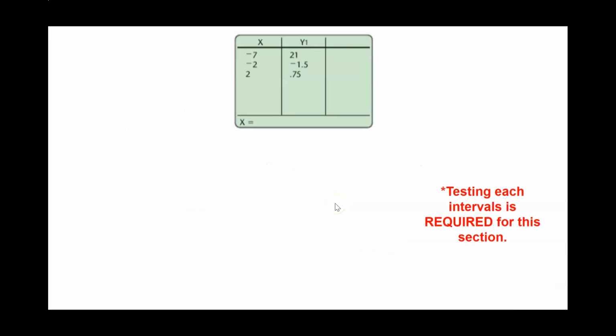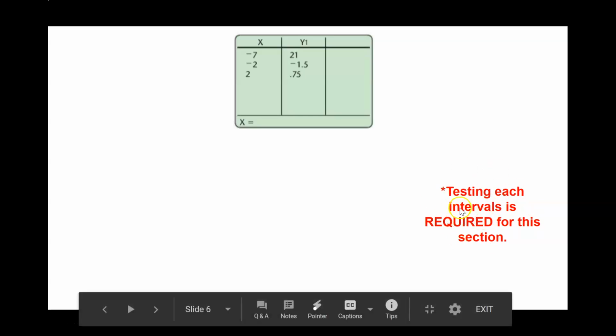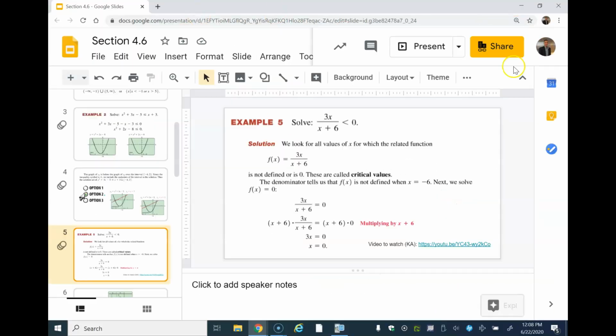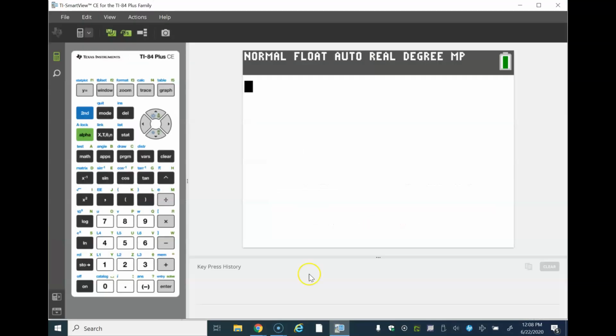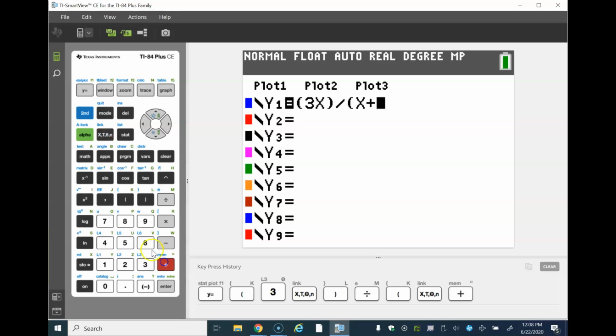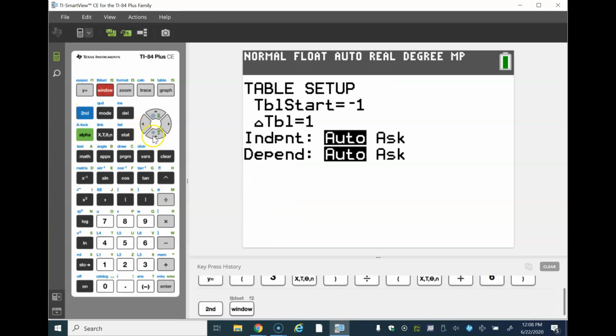Now I'm going to show you another way of checking, for those of you who want to do the test intervals again. You can also put this into your calculator, so let me show you how to do that. We'll go to y equals and type in our function, 3x divided by x plus 6. Then we can hit second window, go down to where it says independent, and switch it to ask.